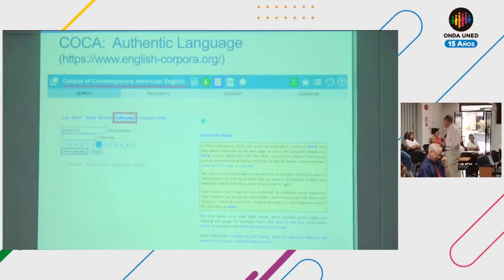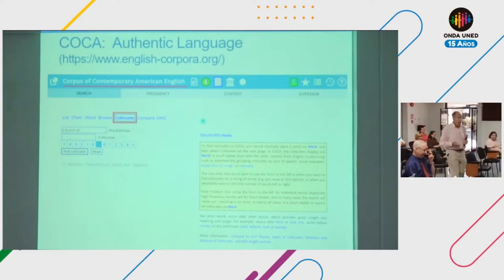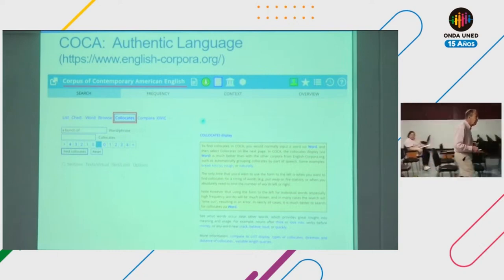But the first thing is, you've got to do three things. You've got to click on collocates. We did that, right?